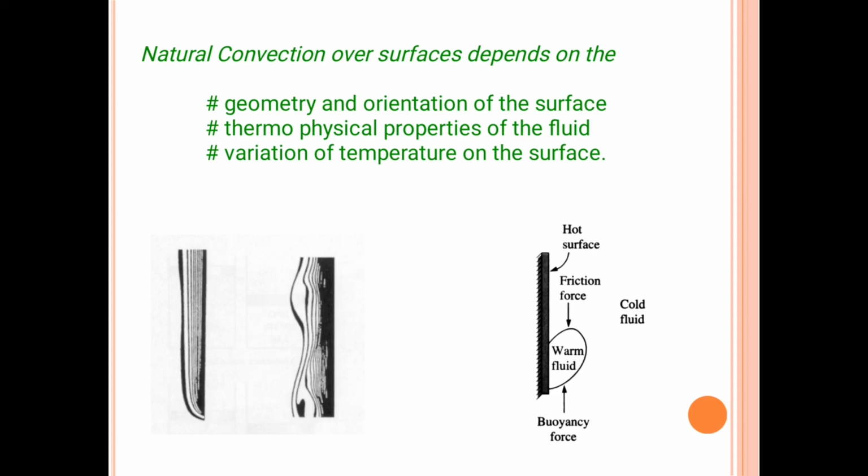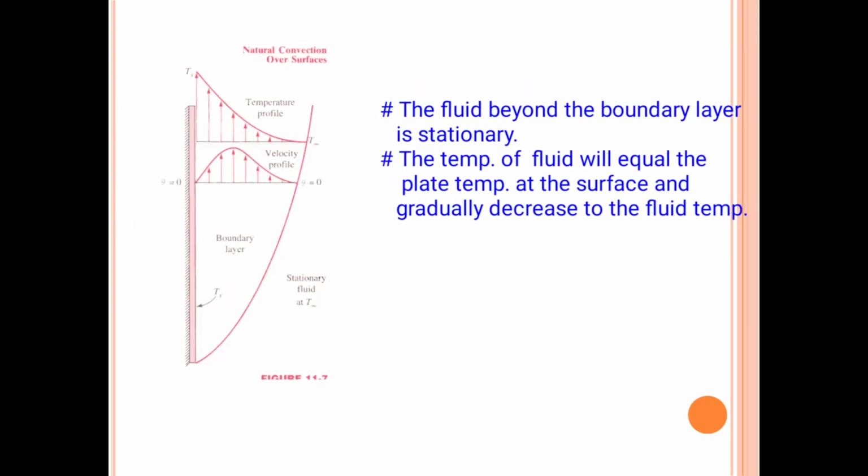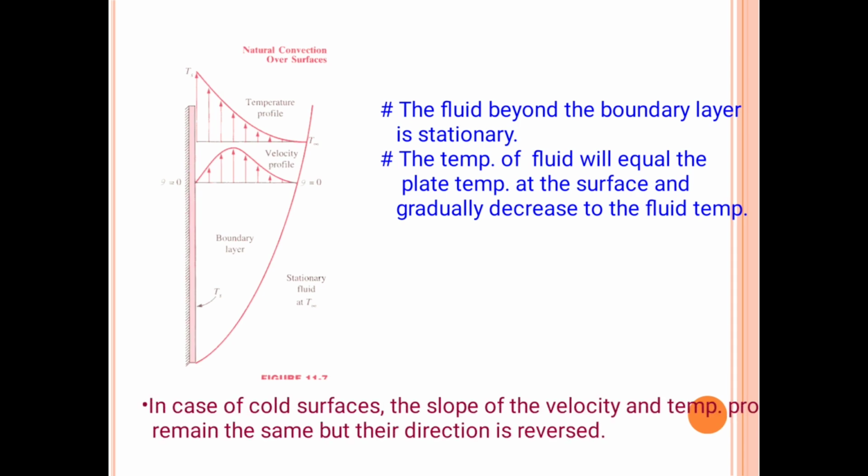Natural convection over a surface depends on the geometry and orientation of the surface, thermophysical properties of the fluid, and variation of temperature on the surface. The fluid beyond the boundary layer is stationary. The temperature of the fluid is equal to the plate temperature at the surface and gradually decreases. In the case of a cold surface, the slope of the velocity and temperature profiles remains, but their direction is reversed.